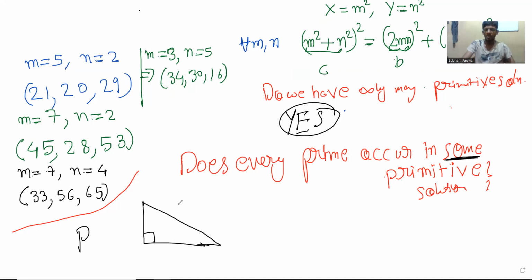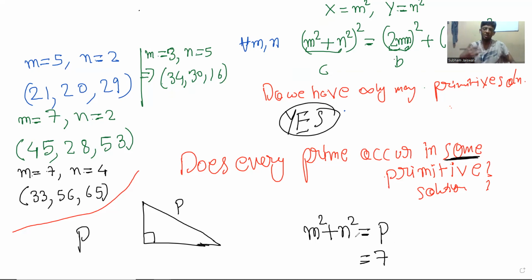So let's just think. Can you make P the hypotenuse? Is it always possible that you can make P the hypotenuse? From the solutions that we know so far, well, we can say no. Because if this has to be the hypotenuse, then this has to be P. This is not true. You cannot write any prime as a sum of two squares. Can you give an example of a prime which cannot be written as a sum of two squares? 7, right? 7 is a prime, and 7 cannot be written that way.